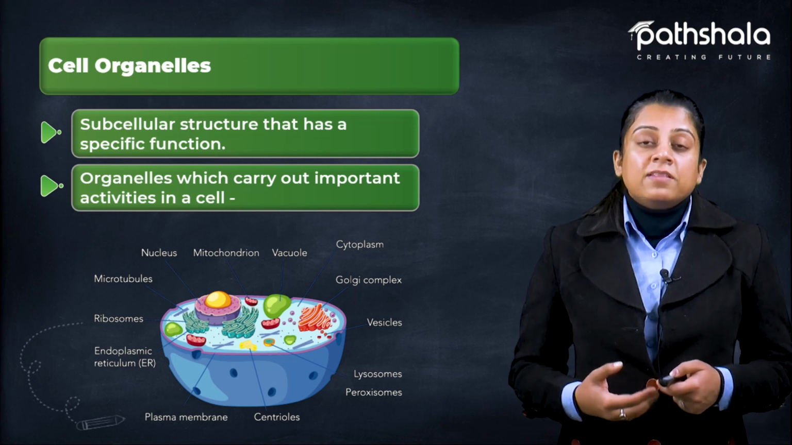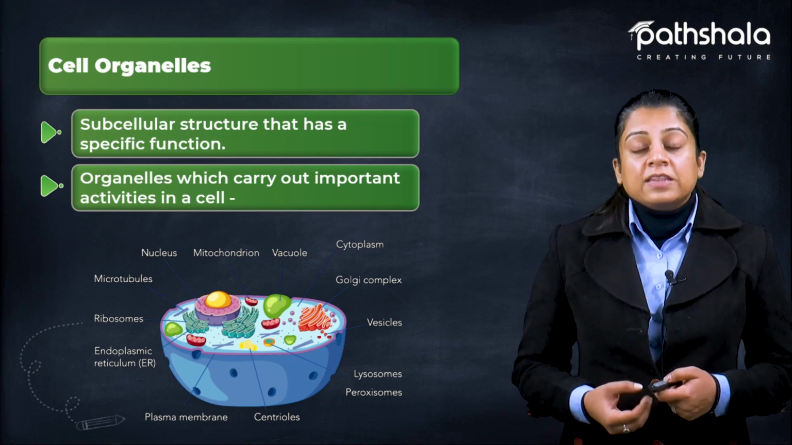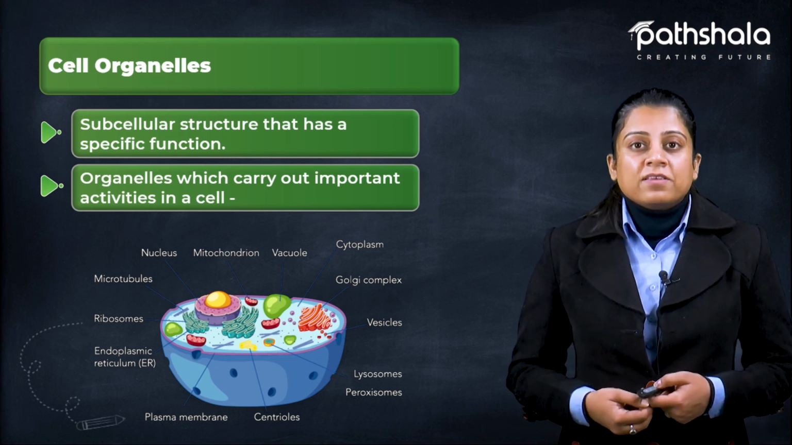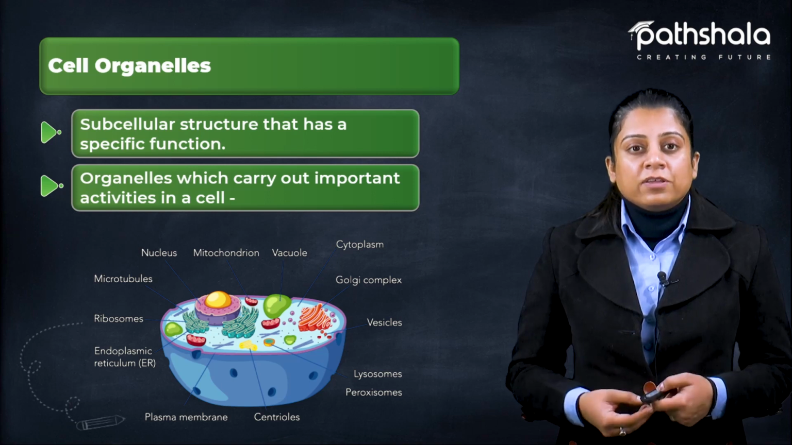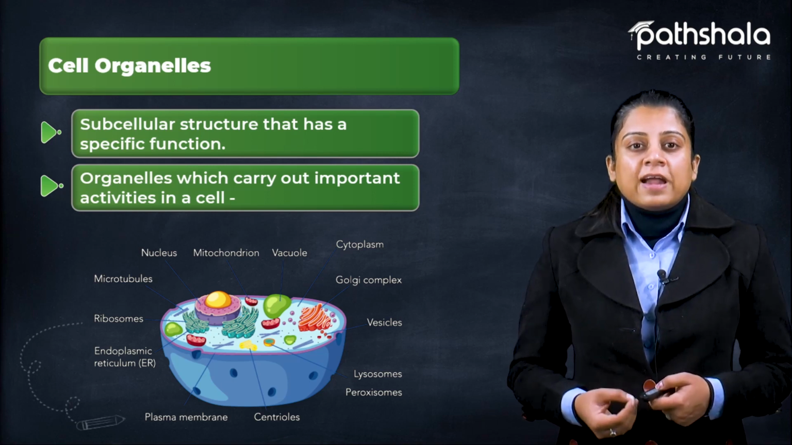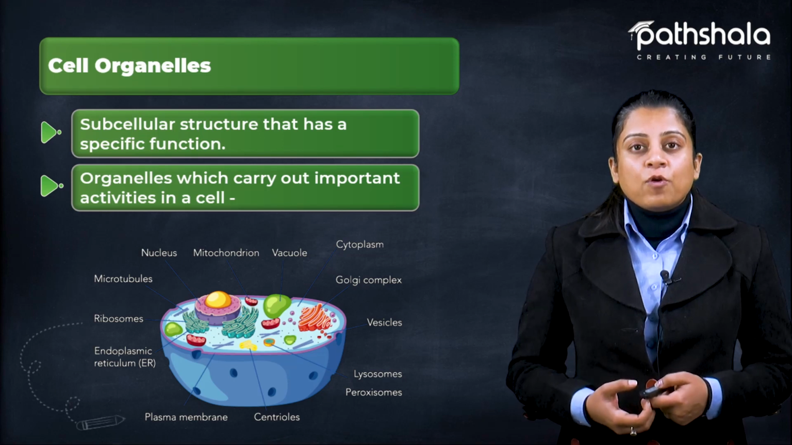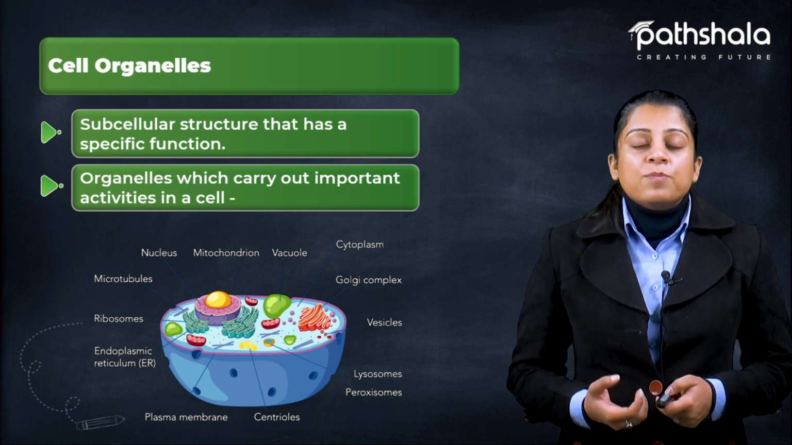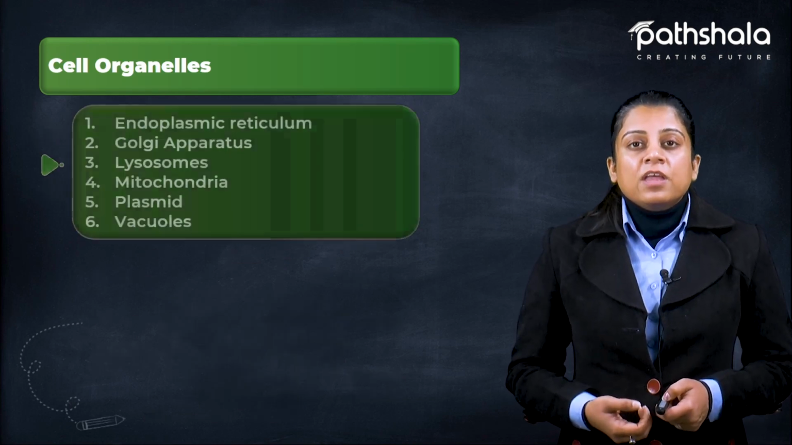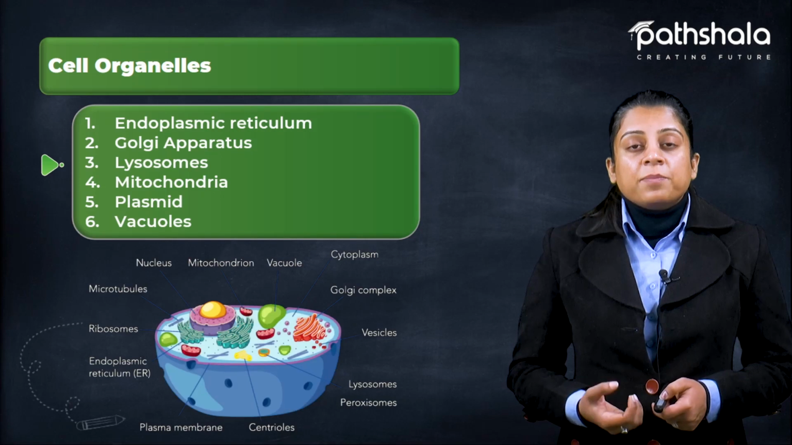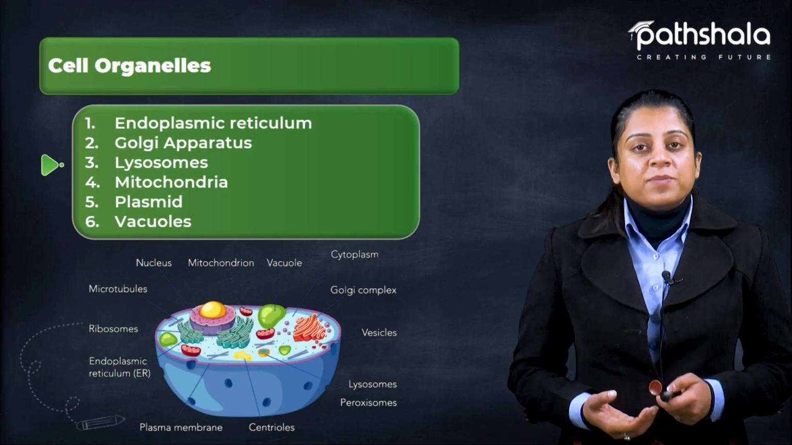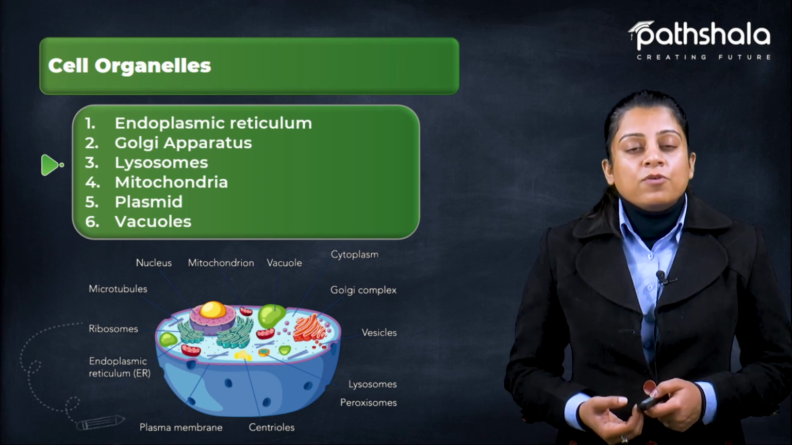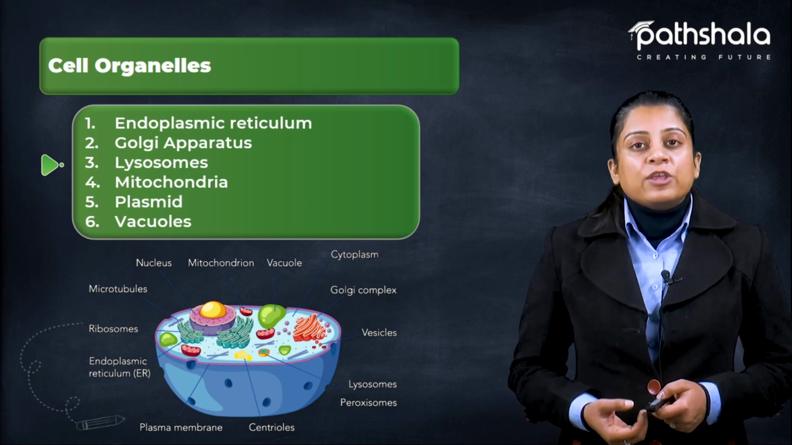For example, they synthesize various substances, they help in digestion of these substances, they secrete certain substances, they help to generate energy. So subcellular structures that have a specific function to perform are known as cell organelles, and these organelles carry out important activities in a cell. The various cell organelles that are present in a cell are endoplasmic reticulum, Golgi apparatus, lysosomes, mitochondria, plastids, and vacuoles.